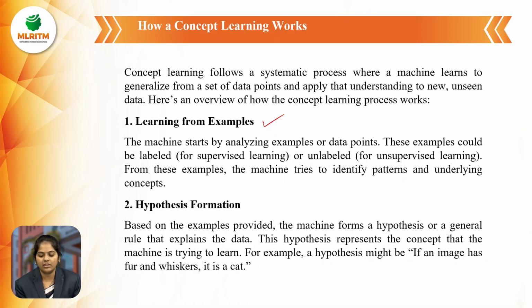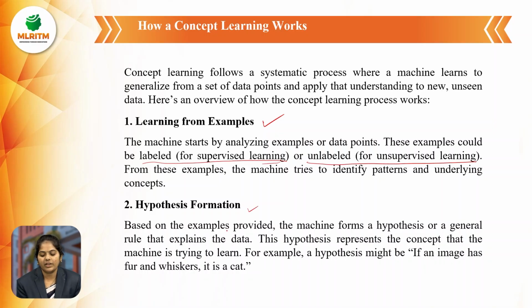And next, these examples could be labeled for supervised learning, and unlabeled for unsupervised learning. So for supervised learning, we'll provide the labeled data, and for unsupervised learning, we'll provide the unlabeled data sets. And from these examples, the machine tries to identify the patterns and the underlying concept. So by seeing the examples from the training, it will recognize the things from the training period.